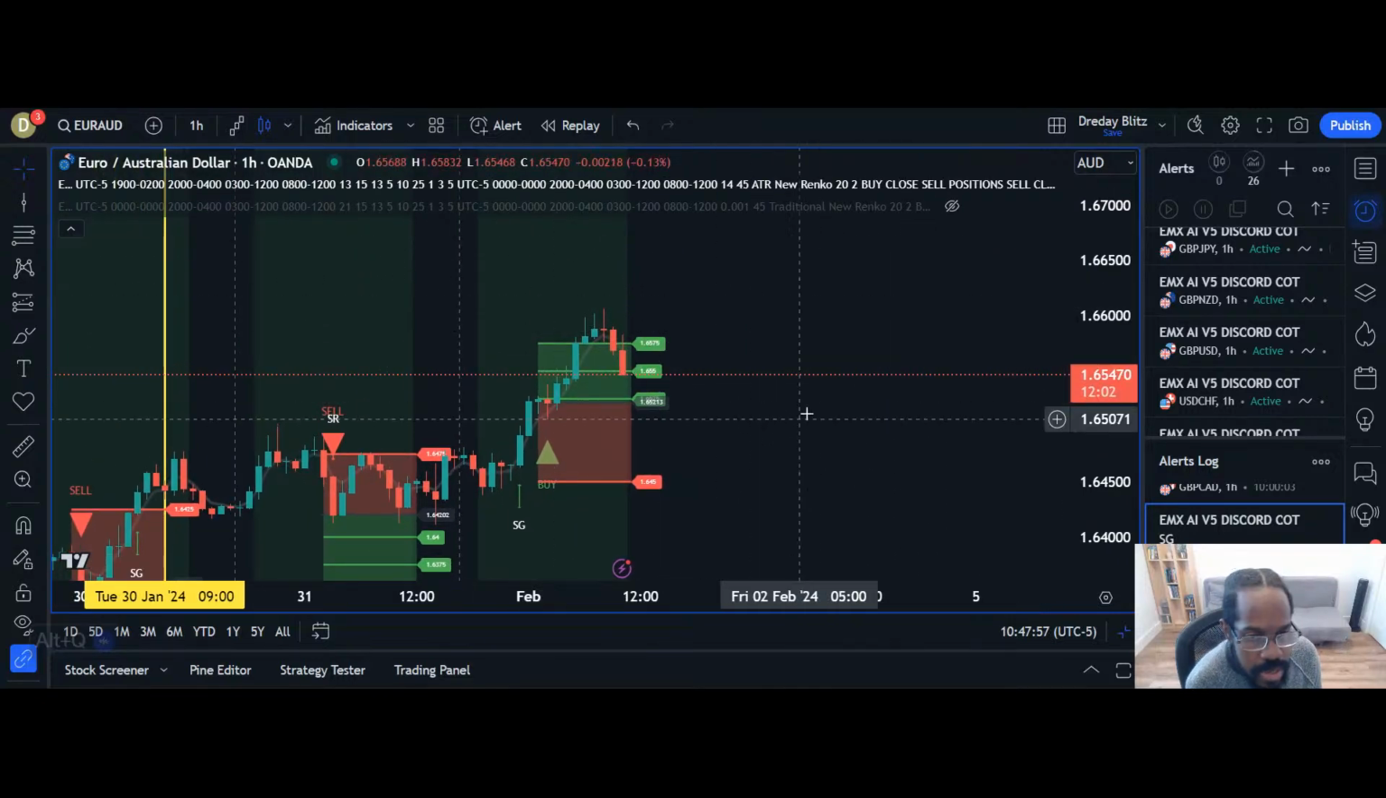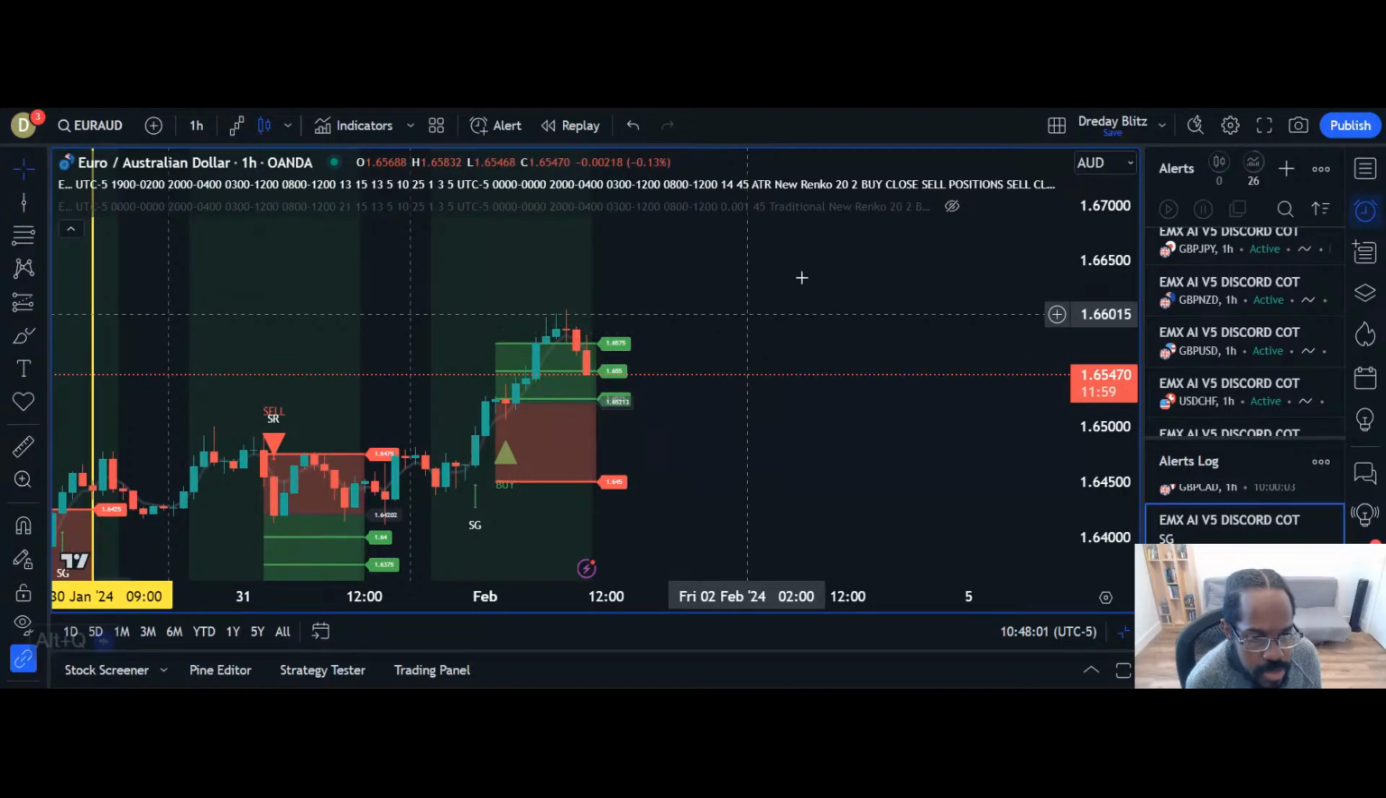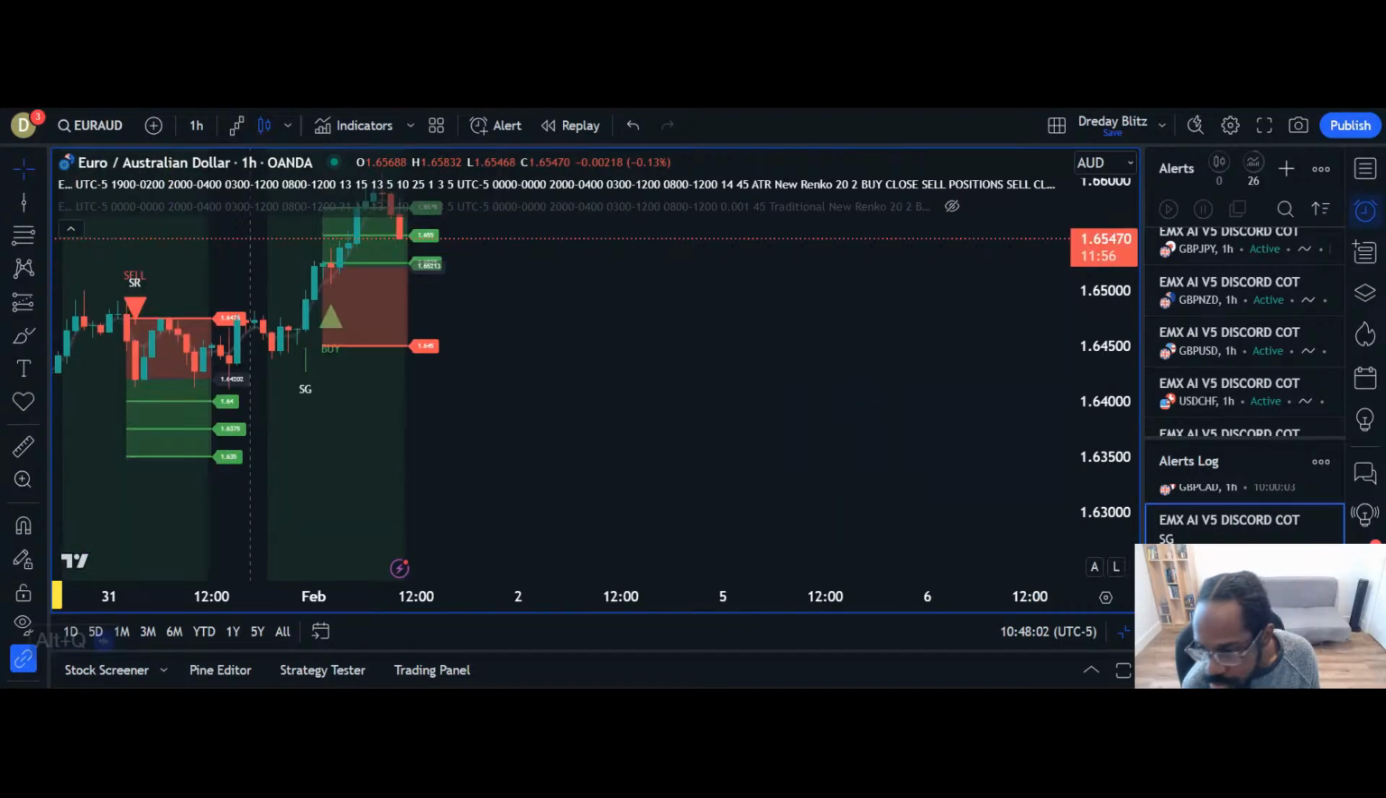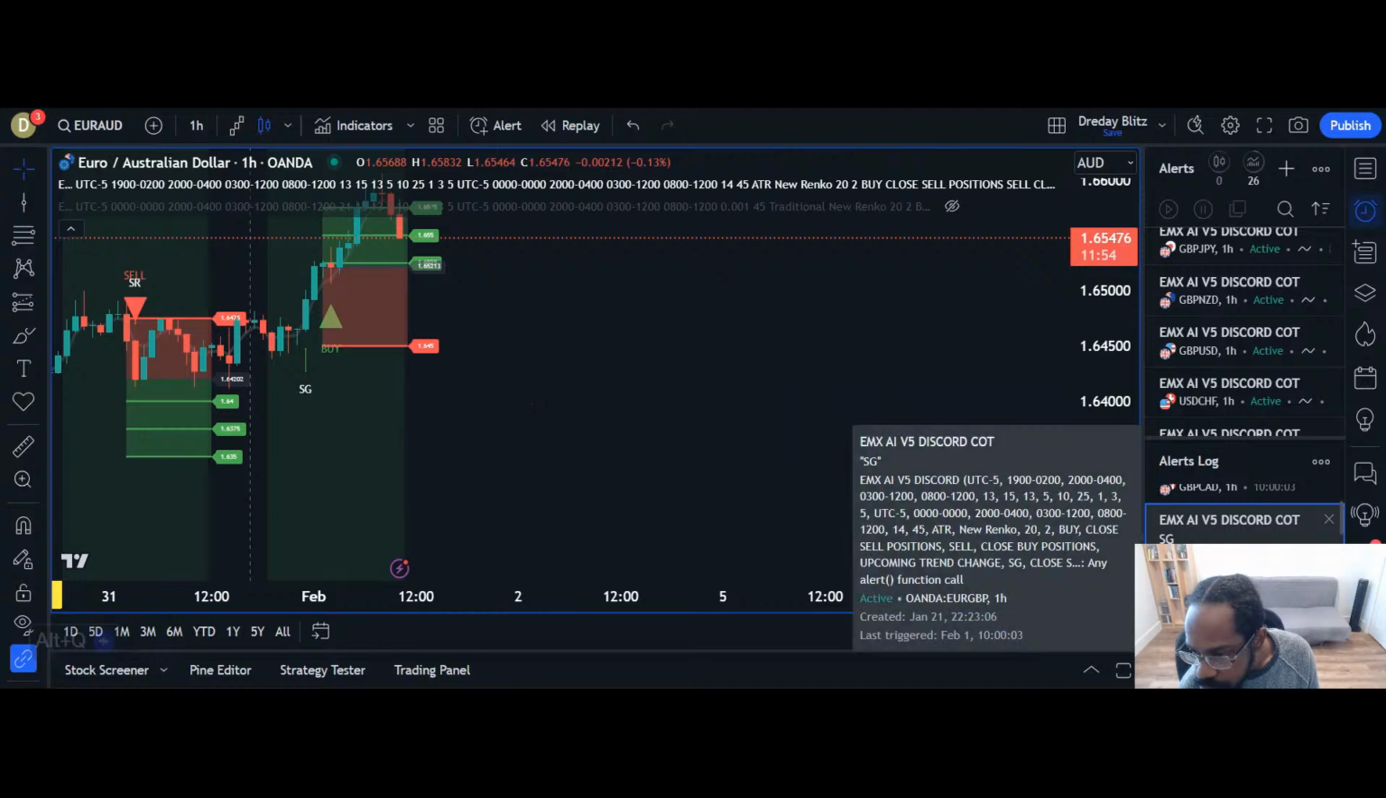Euro odd starting to retrace right now, but Euro PPP.